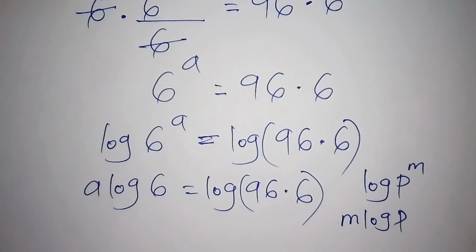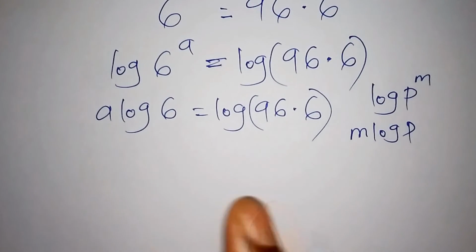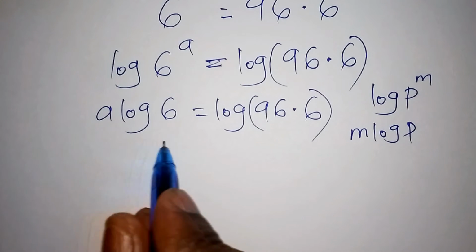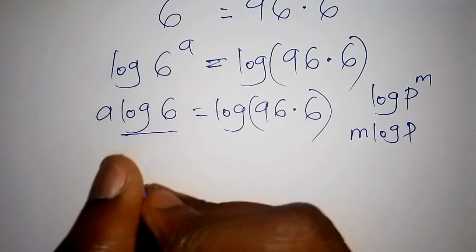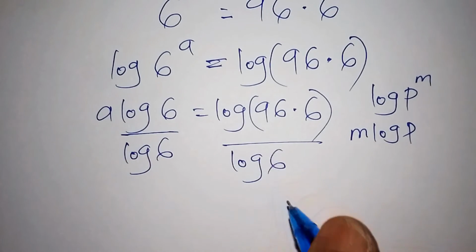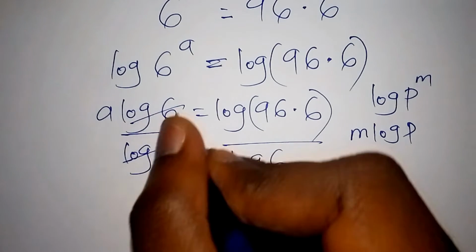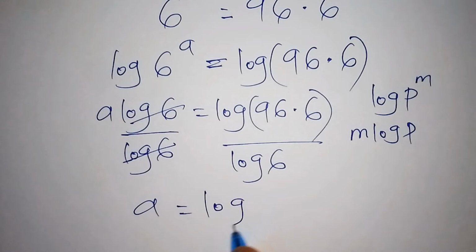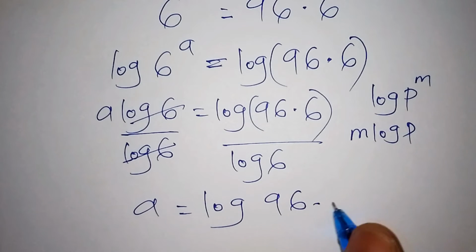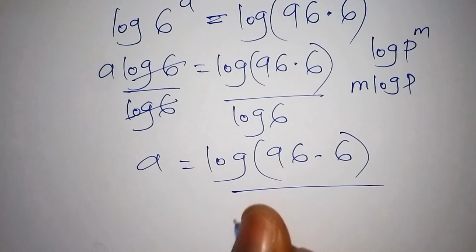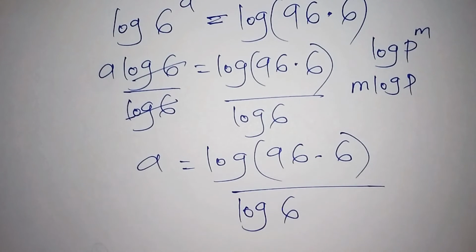From here, for us to remove the log of 6 so that we remain with a, we shall divide both sides by the log of 6. So here divide by the log of 6, and this side also divide by the log of 6. The log of 6 and the log of 6 shall cancel each other. So now our value for a is equal to the log of 96 multiplied by 6, all over the log of 6. This one is not the answer.